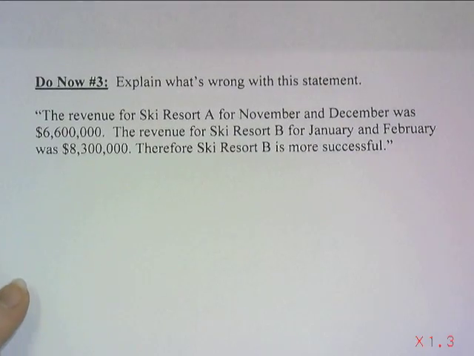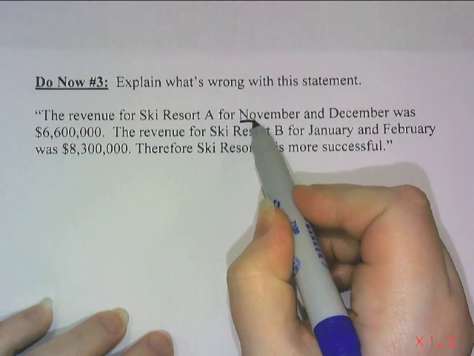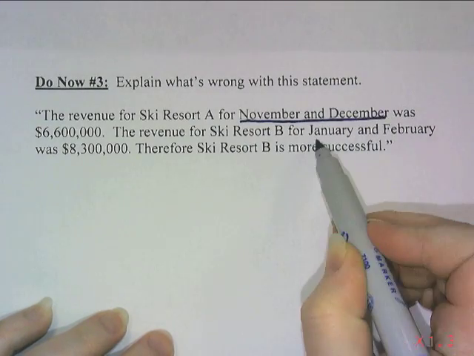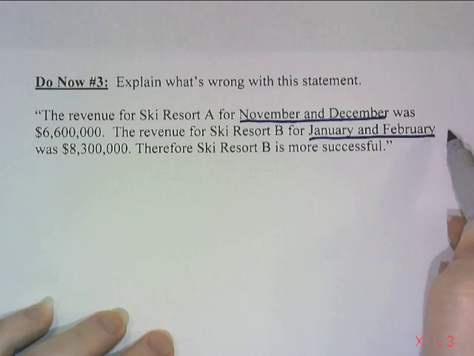Last, do now. Think about this statement. The revenue for ski resort A for November and December was $6,600,000. The revenue for ski resort B for January and February was $8,300,000. So therefore, ski resort B is more successful. Pause now and tell me what's wrong with that statement. Well, what's wrong is it's not a fair comparison. November and December versus January and February.